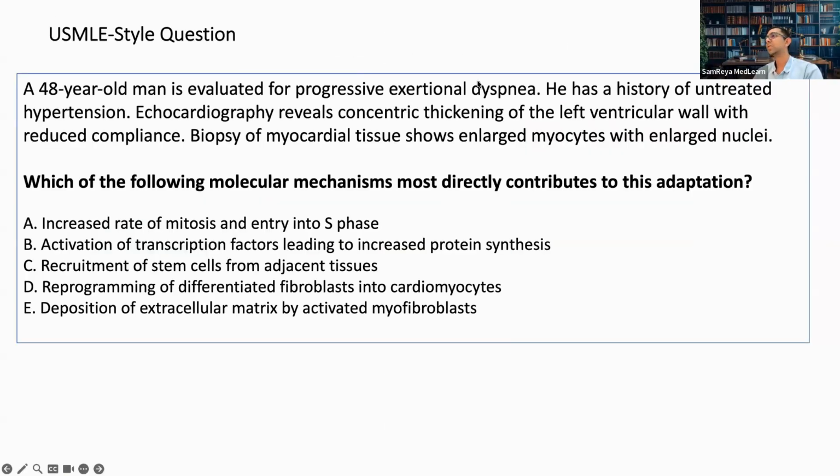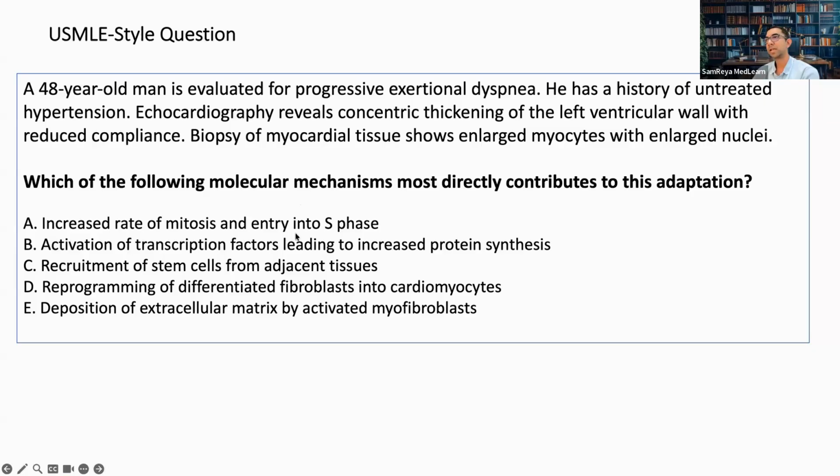Okay. Now the question asks which of the following molecular mechanisms most directly contributes to this adaptation. Definitely they've given us a hint in this question. They've asked us what this adaptation is, and moreover, they're asking us the mechanism of it. If we can figure out what adaptation this is, we can of course get to the answer. So let's look at the answer choices.